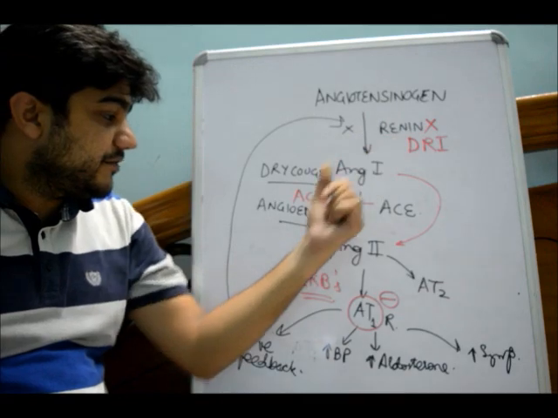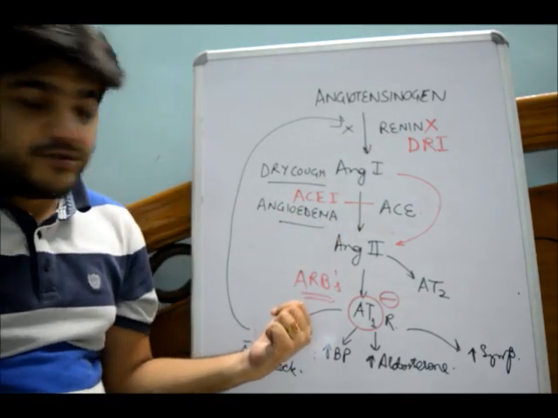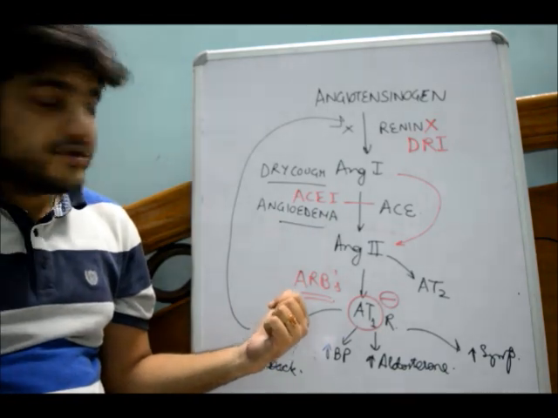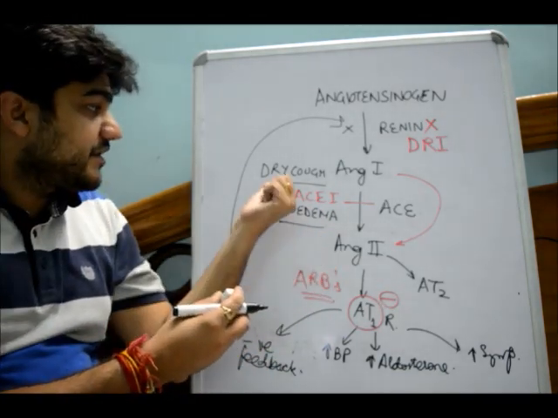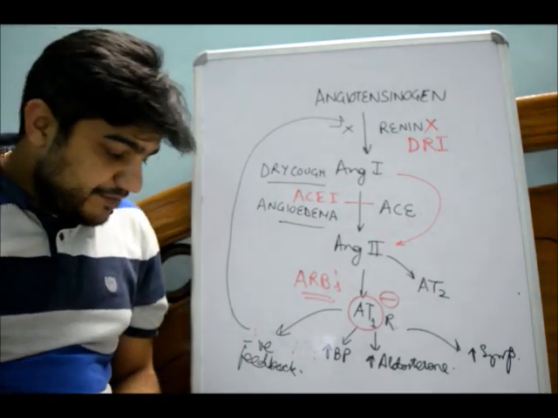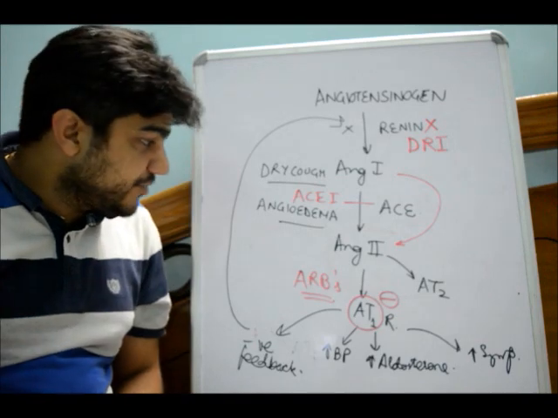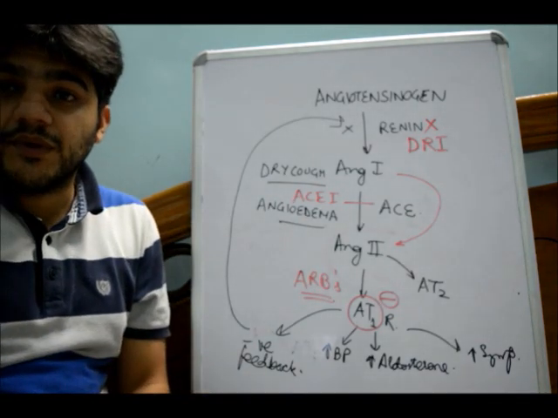So it is always debatable whether to use the ACE inhibitors or the ARBs or the DRIs, the direct renin inhibitors. Mostly the tussle is between ACE inhibitors and the ARBs. So the ideal thing is to start with ACE inhibitors unless the patient complains of dry cough or angioedema, and if the patient is unable to take the drug owing to these side effects, you can switch over to the ARB.